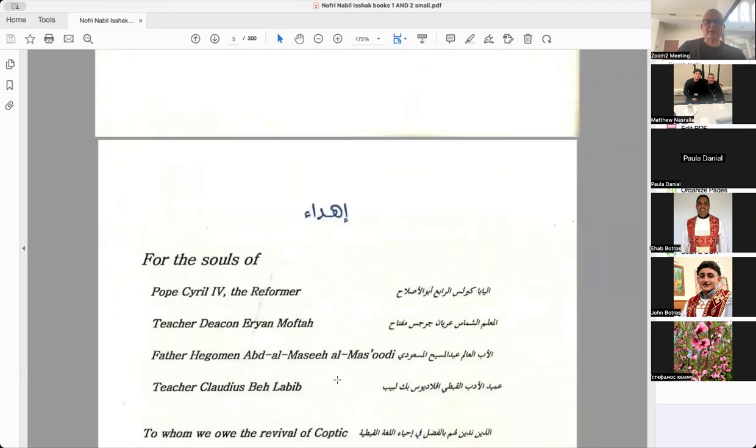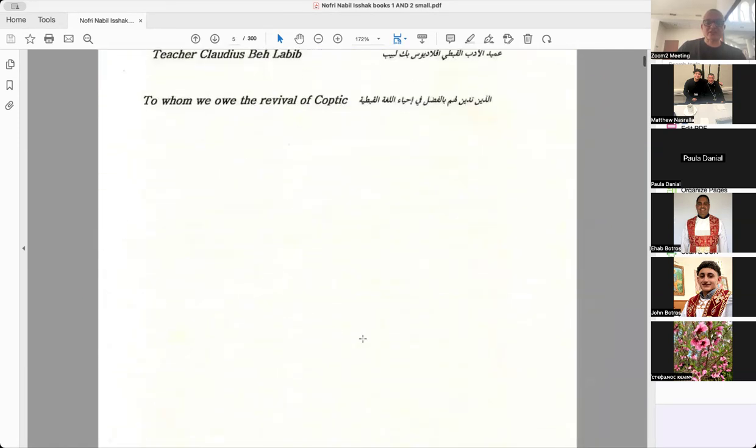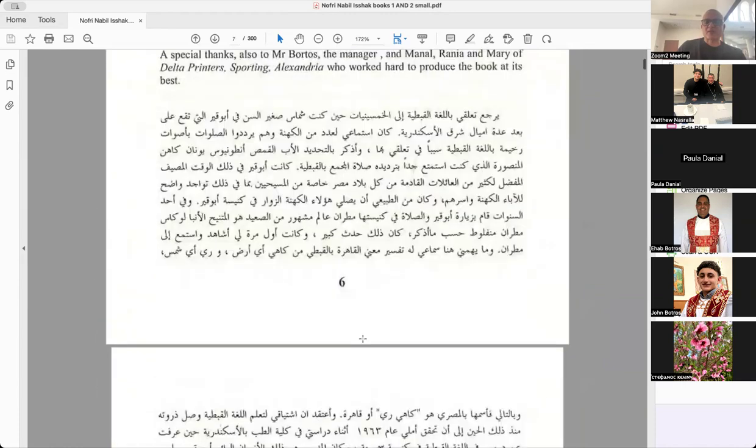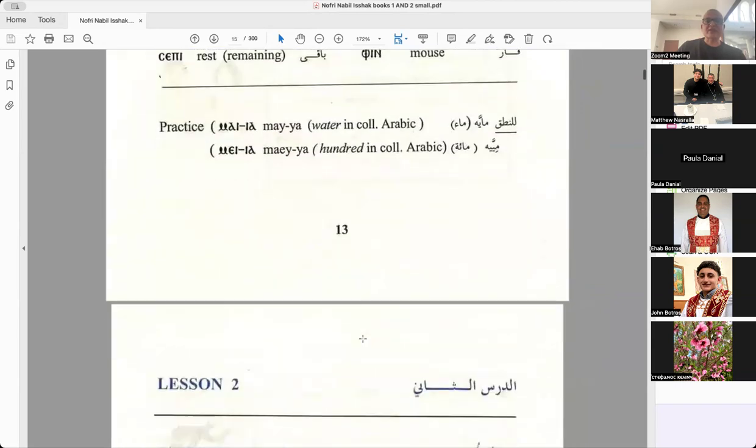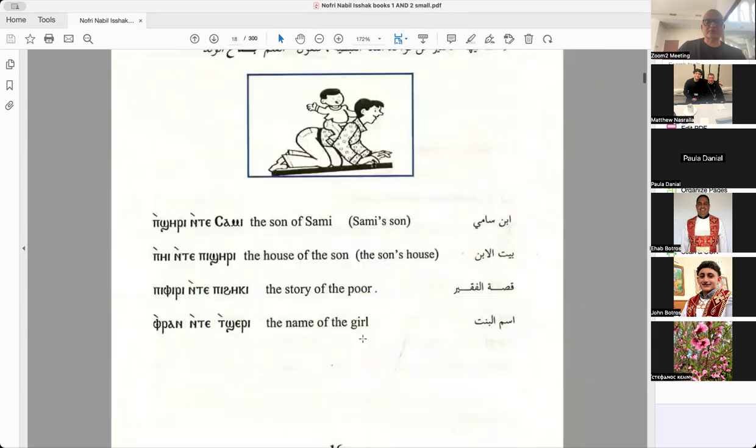If you can read Arabic, it's in Arabic. If you can read English, it's in English. And of course, it's in Coptic. We stopped at page 21, correct? Does anybody have any questions on what we covered so far?